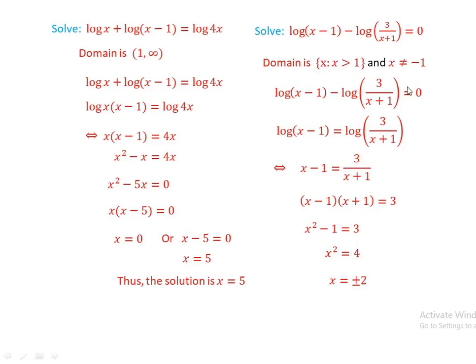And x is different from minus 1, so our solution becomes what? X is equal to 2, because x equals minus 2 is not in the domain. Thus, the solution is x equals 2.